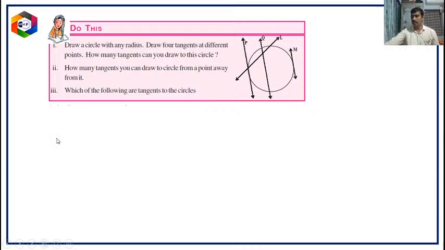Let us observe children here. The first one I am going to take. This diagram is not related to that. It is asked to draw a circle with any radius. Observe here. This is a circle I have drawn with some convenient radius. Now it is clear children. Draw 4 tangents. Now itself we have discussed what is a tangent. A tangent is a line which touches the circle at only one point.